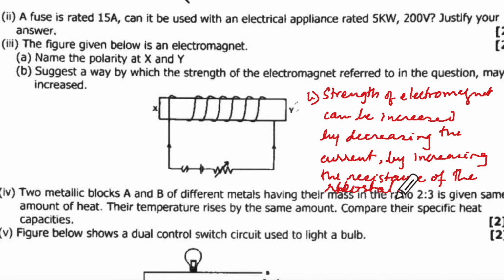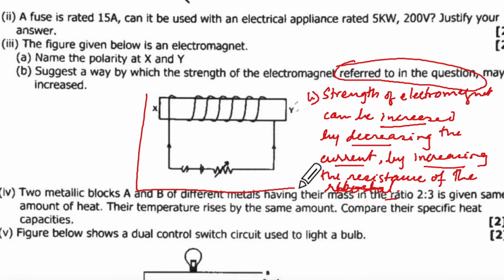If they ask in general how you will increase the strength of the electromagnet: by increasing the number of turns, and the other one is by inserting a soft iron core. So there are 3 ways by which you can normally increase the strength of the electromagnet, but what is referred to in the question means take just the way this is and now you increase the strength of the electromagnet. Did you understand the difference?